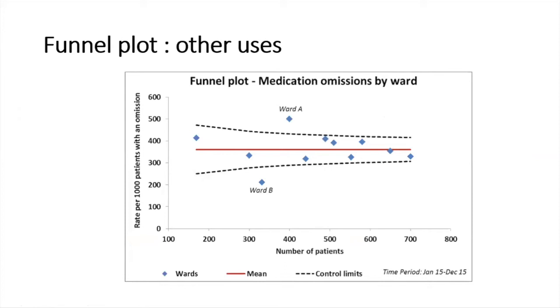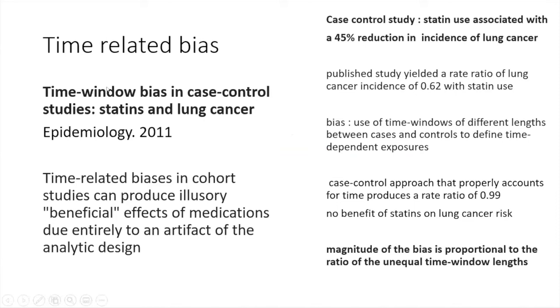Like our NJR data, you can also project the outcome of, say, for example, drug omissions given in the different wards in this hospital. So this is the 95% confidence interval. That is the mean data, and here are all your wards in that hospital. This ward is an outlier with a very high number of patients who are not receiving their medications on time. So a funnel plot can be used to present other data, not just in meta-analysis.